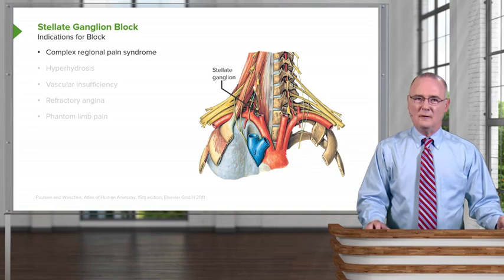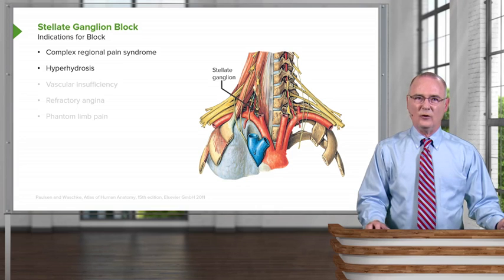First, this can be performed to treat individuals that have complex regional pain syndrome. This will deaden the afferents that are coming from the periphery toward the spinal cord. It can also be used to inhibit excessive sweating or hyperhidrosis. As you may recall, sympathetics stimulate the sweat glands, so blocking that can be useful here.